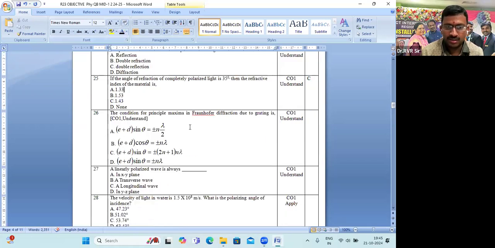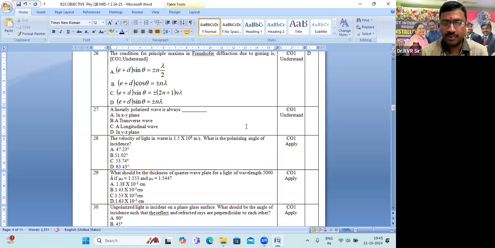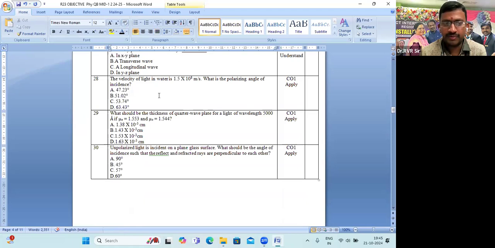Now another one is also the condition for the principal maxima in Fraunhofer diffraction due to. So Fraunhofer diffraction, the principal maxima condition will be, you already know that d sin theta equal to plus or minus n lambda. That is option D is the right answer. Linearly polarized wave is always, so option C, longitudinal wave.